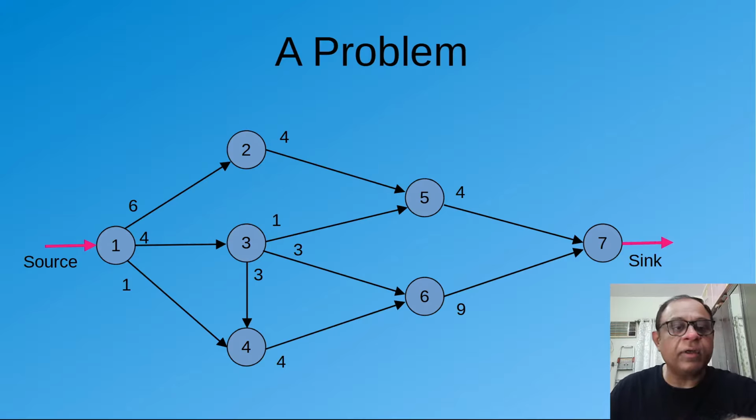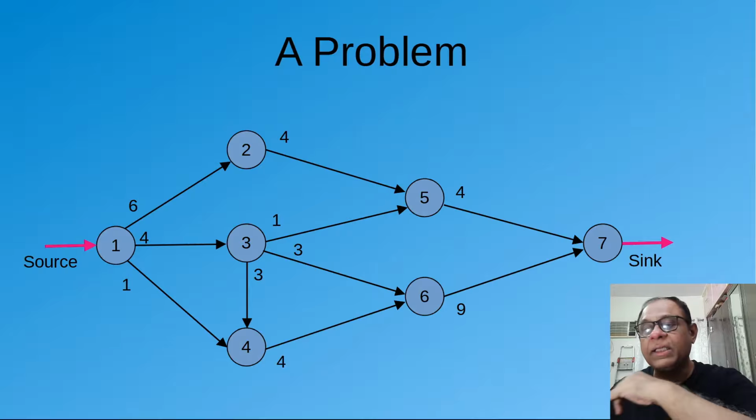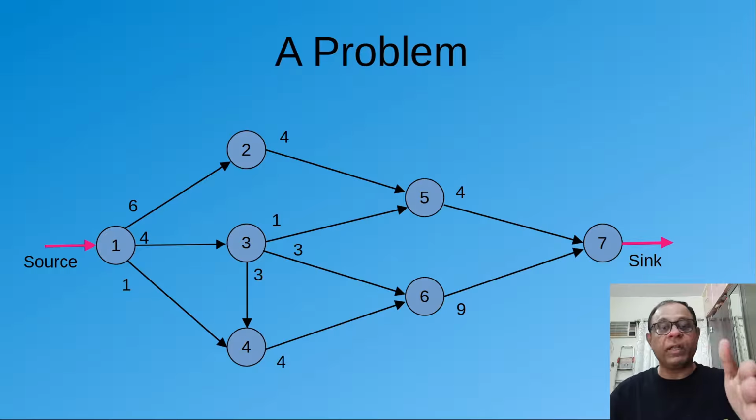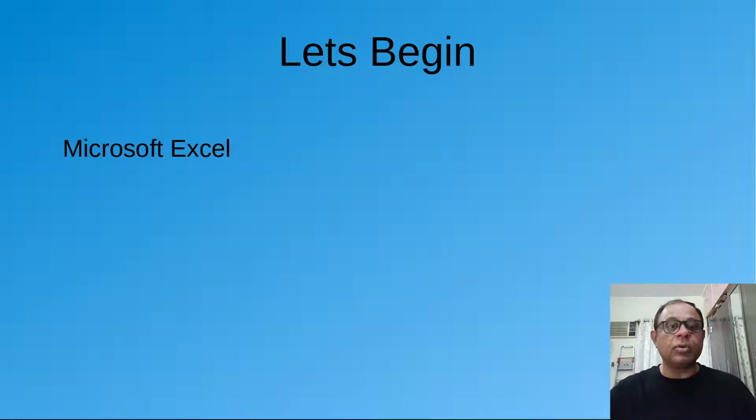So you have the network here. The source is node 1 and the sink is node number 7, and 2, 3, 4 and 5, 6 are the intermediate nodes. The numbers displayed near the arrows, which are of course the arcs, are the maximum flows that can go through any arc. So let's get ahead.